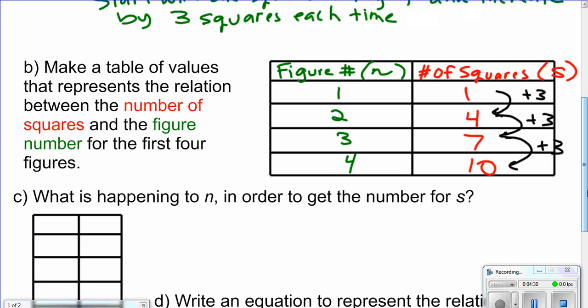And so then it says, what is happening to n in order to get the number for S? So what is happening to the figure number to get the number of squares?